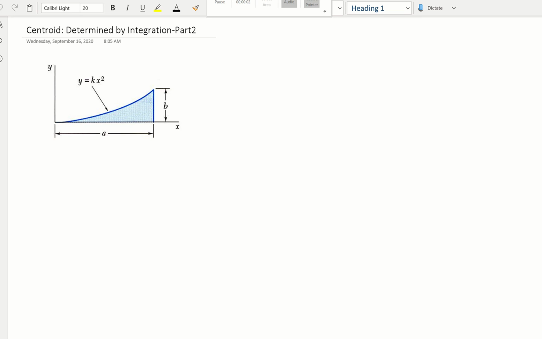Hi, in this video we're going to continue looking at determining the centroid using the integration method. Last time we looked at the triangle and figured out the centroid is 1/3 of the base and 1/3 of the height. Now this time we're going to have a parabola y equal to kx squared, where the base is a and the height is b.